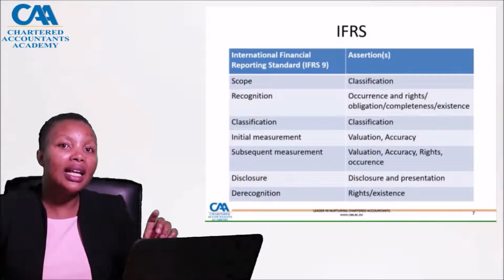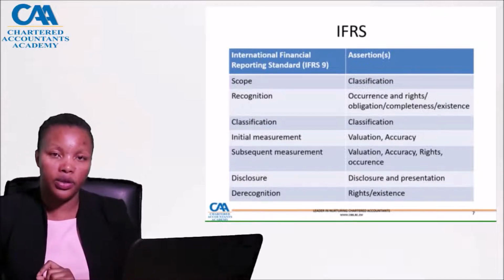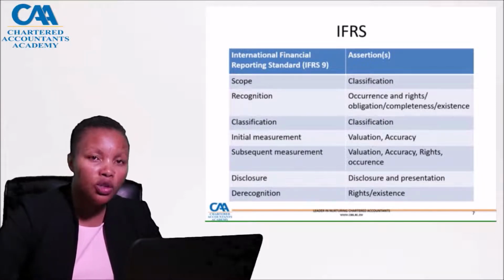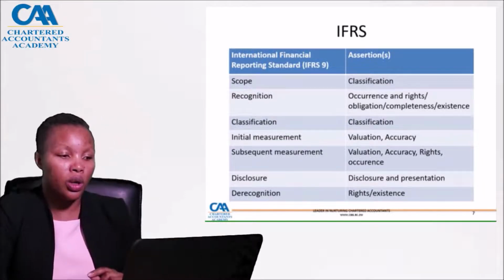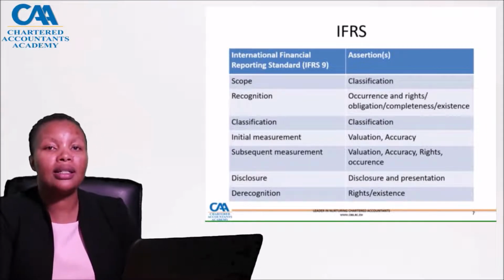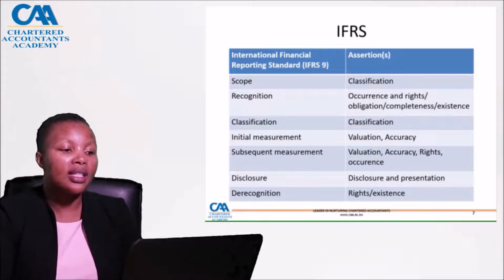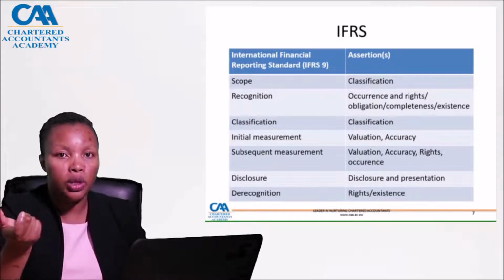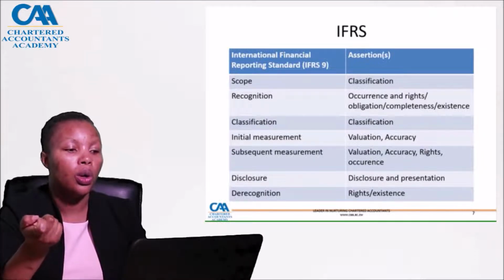So it is correctly classified as inventory. Then we go on to the accounting treatment. Once you've got the scope, you go on to recognition. And with recognition, what assertion is linked to recognition? So we're saying if you've got inventory, as we said, we'll be using the example of IAS 2.